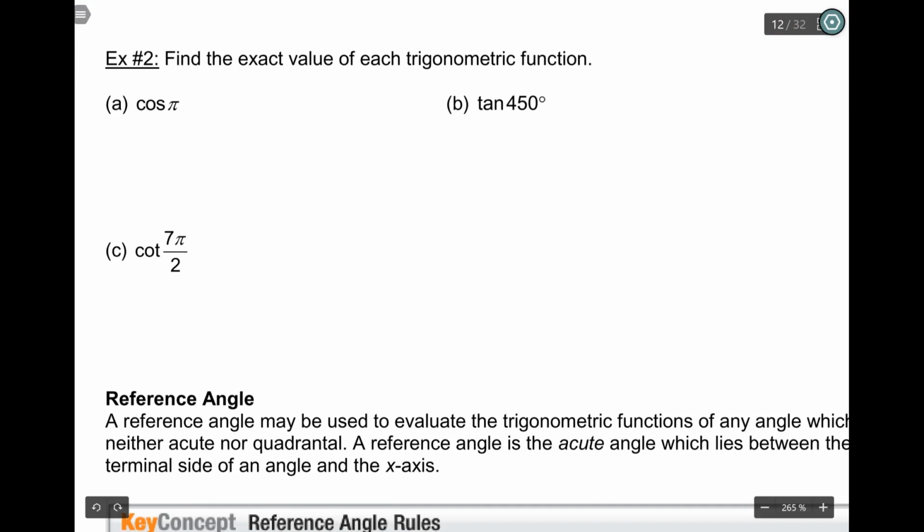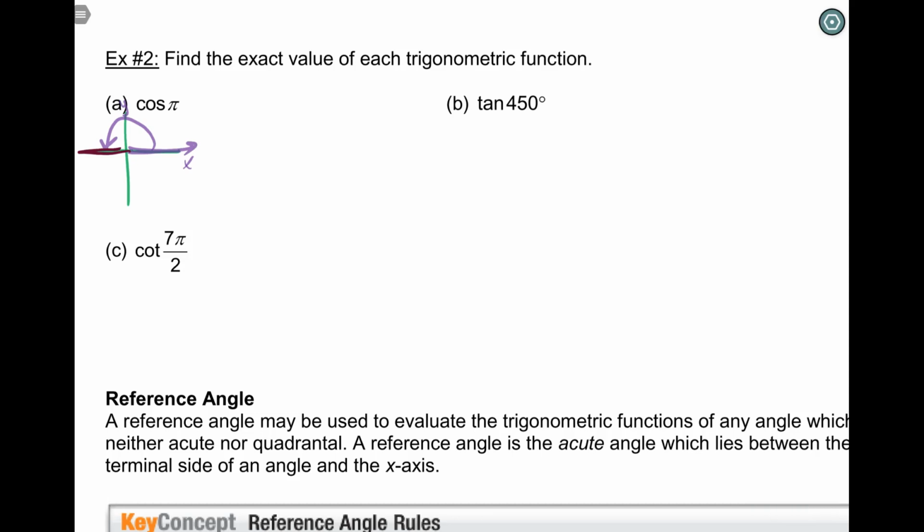Okay. So let's try to find the exact value of each trig function. So cosine of pi. So let's draw a small little xy. So here's my initial, and pi goes all the way around. So here is my final.